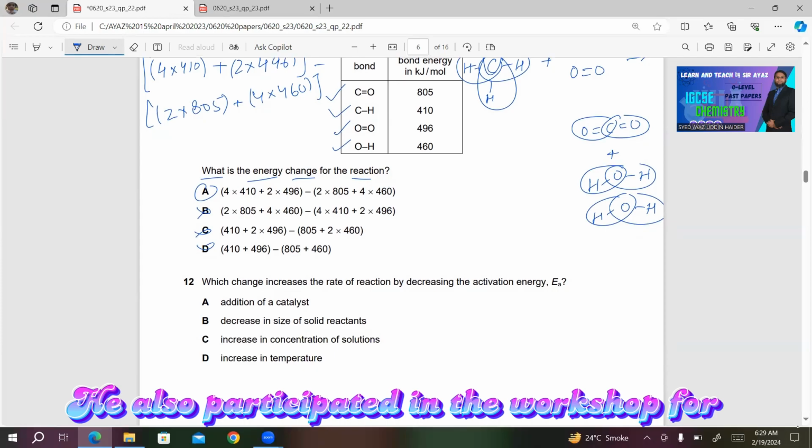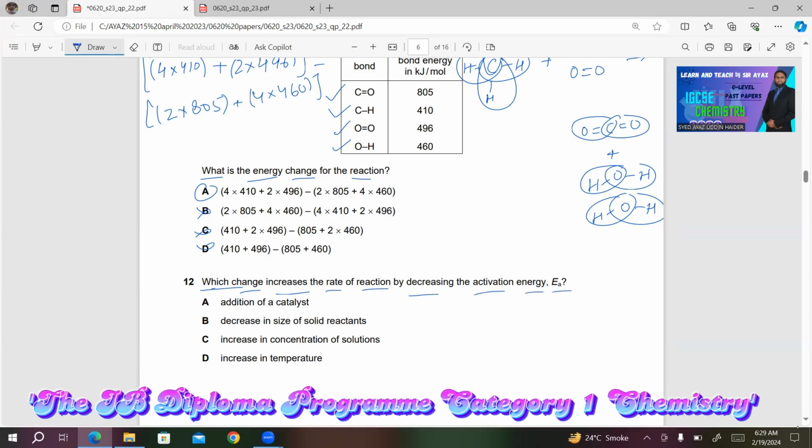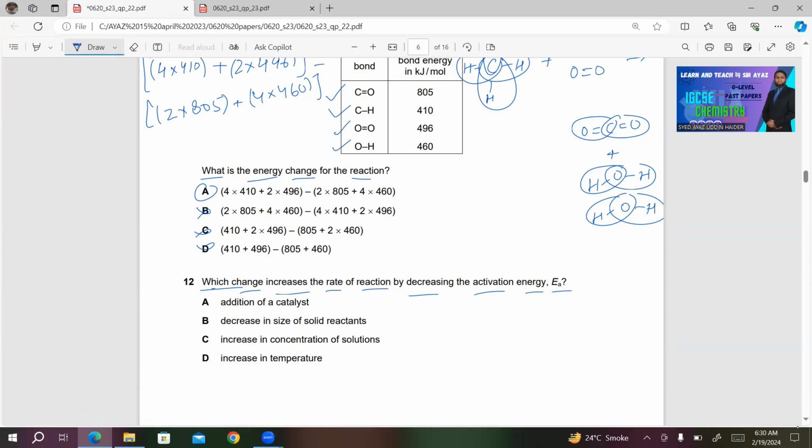Number 12, which change increases the rate of reaction by decreasing the activation energy, Ea? Now you know that a catalyst is used to decrease the activation energy of the reaction, and in this way it increases the rate of reaction. So obviously choice A will be the right answer in this case.